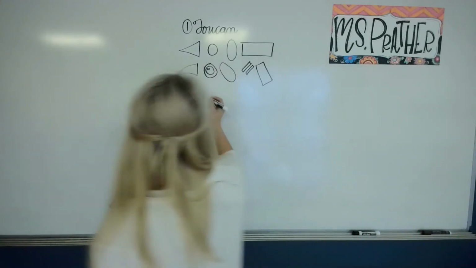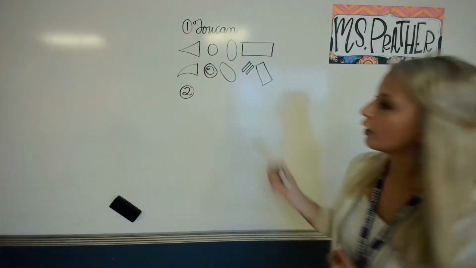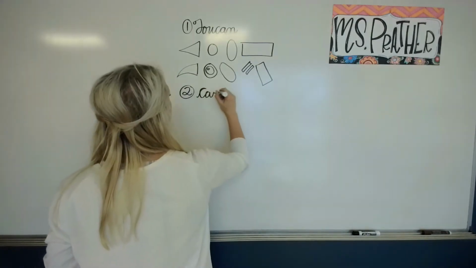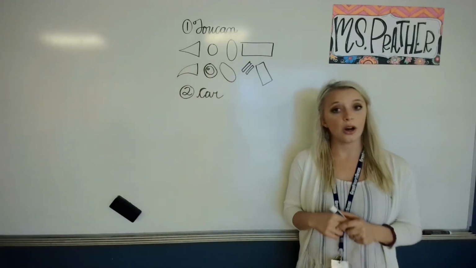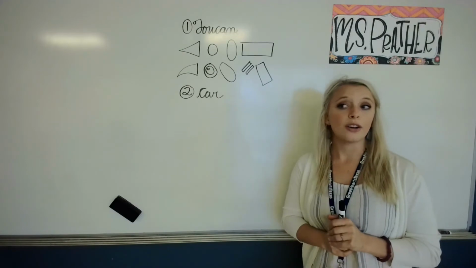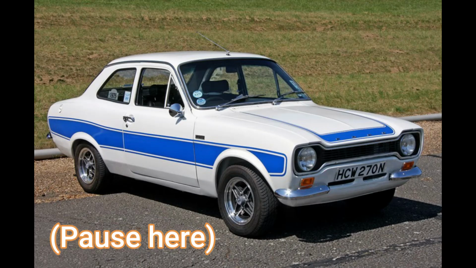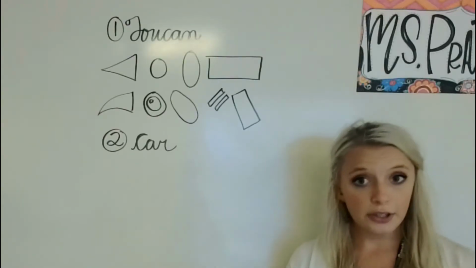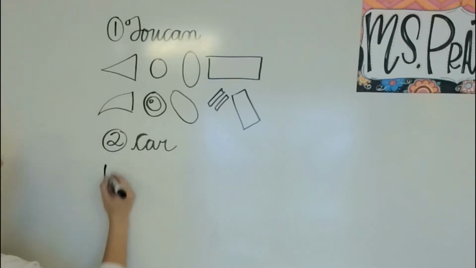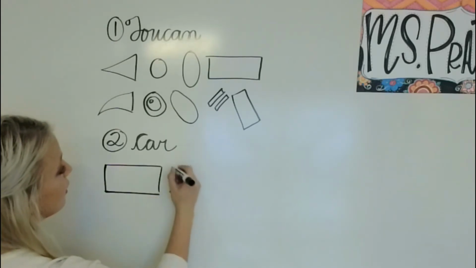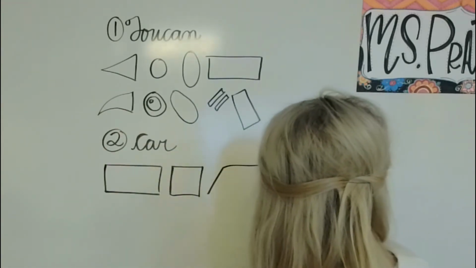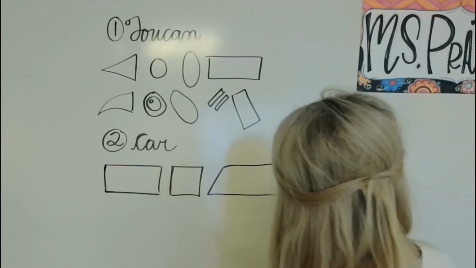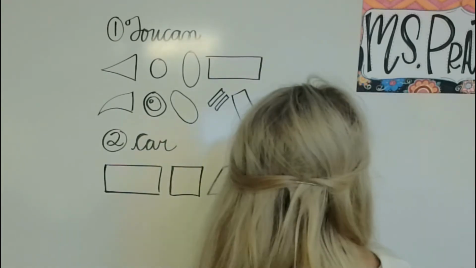All right, go ahead and label number 2. And we're going to look at a car. C-A-R, a car. Go ahead and pause on the picture of the car and write down which shapes that you saw in the car. So I found a few shapes. The first one, and probably the easiest shape I found, was a rectangle or a square. And then the second shape I found was a trapezoid. And then I found circles.